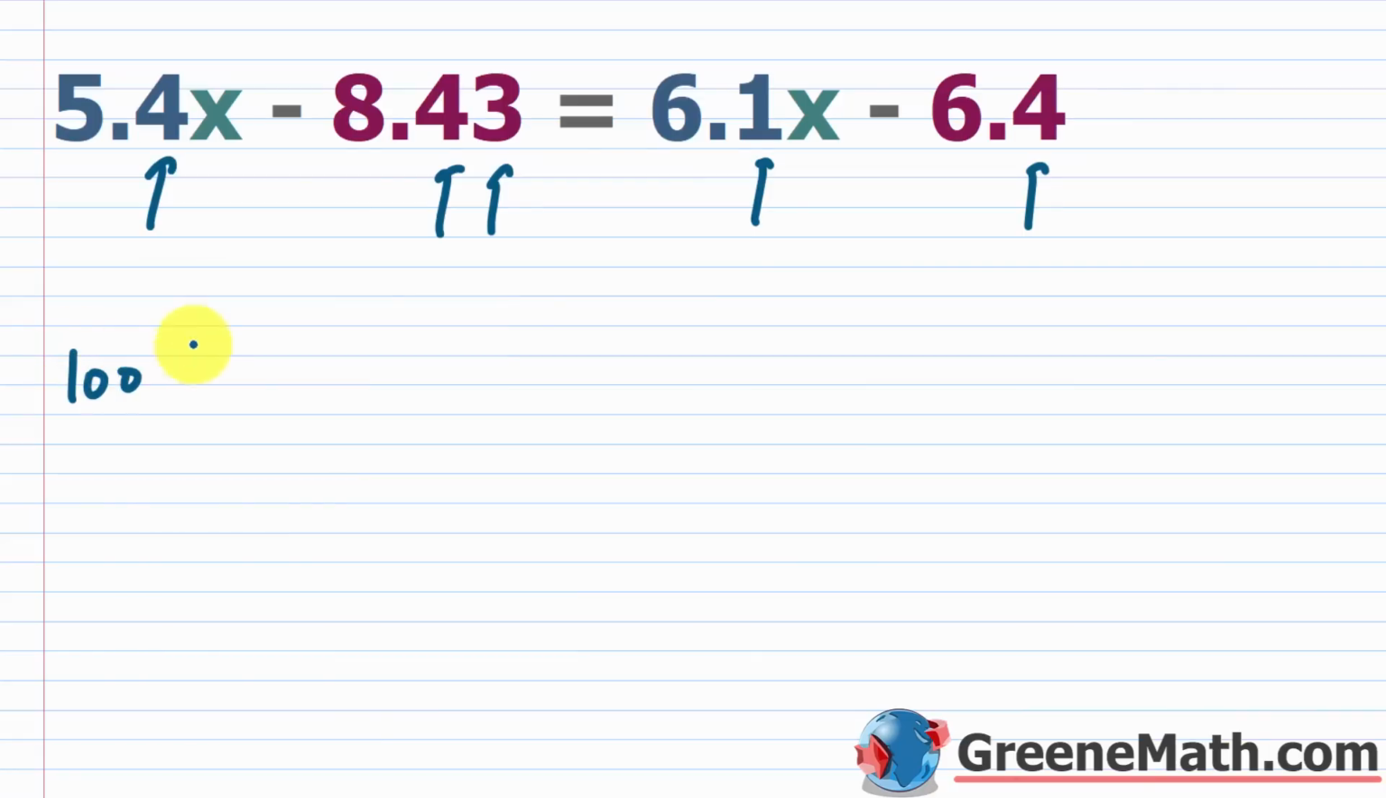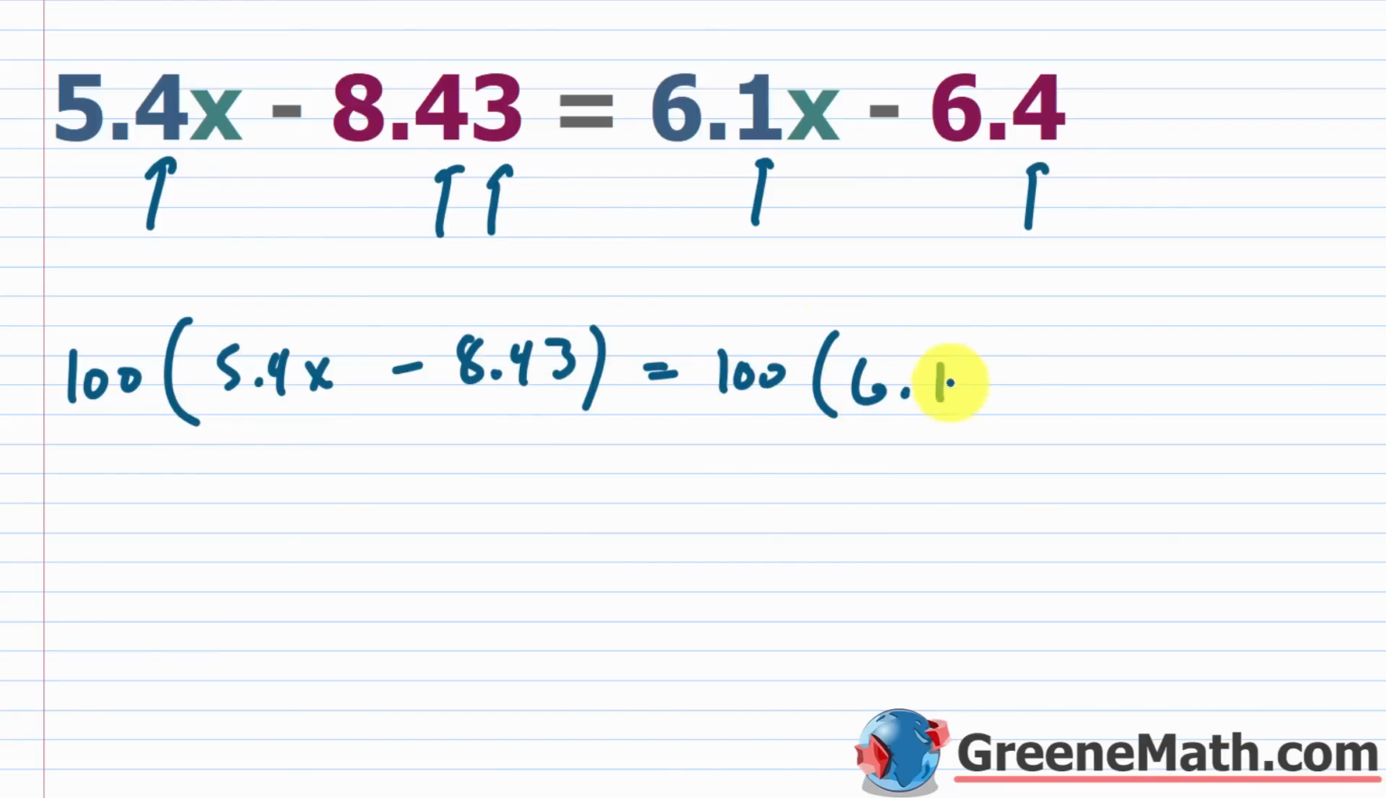So let's do this like this the first time. So 5.4x like this, minus 8.43. This equals, let's put 100 out in front, and then 6.1x like this, minus 6.4. Okay, so this is going to multiply by each guy inside. And again, when you multiply by 100, you're moving your decimal point 2 places to the right, right? So you just look at how many zeros you have there in that power of 10. That's how many places to the right you're moving. If it was just 10, you'd move 1 place to the right. If it was 1,000, you have 3 zeros, you'd move 3 places to the right, so on and so forth.